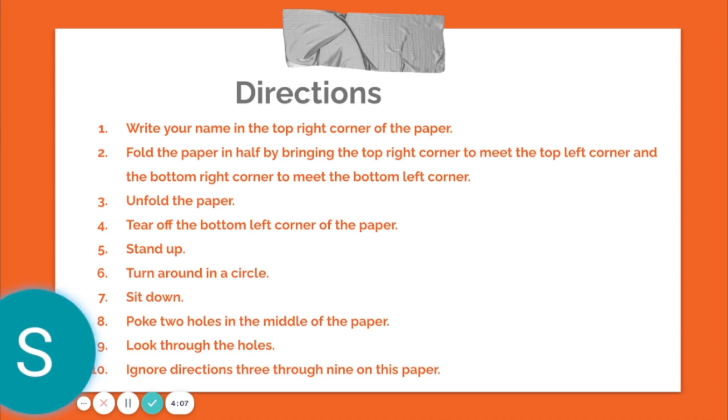All right, hopefully everybody had their 3 minutes to complete the directions. How many students followed all the directions on the activity? Let's look at item 10. Ignore directions 3 through 9 on this paper. The only way to have known about skipping those numbers is to have read all of the directions before beginning.